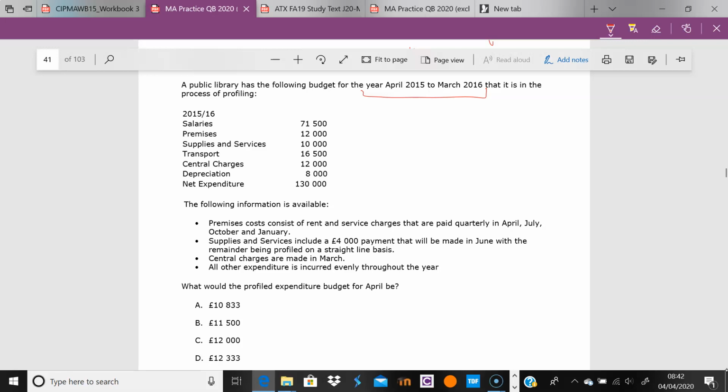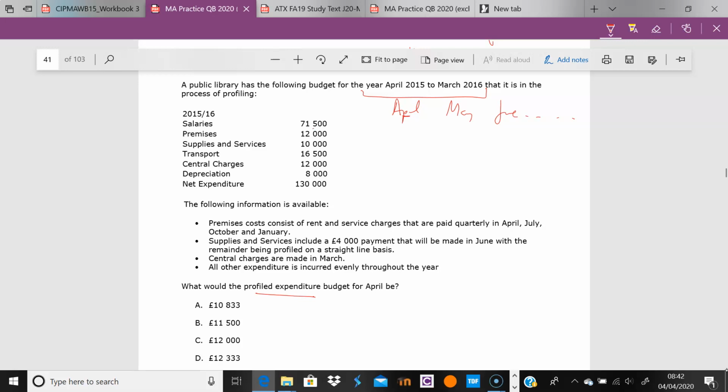You look at this and it says here the following information is available. They want us to know what the profile budget would be for April, just for the month of April. Just for the month of April. So I have April, May, June. And they just want to know what's going on in April. Right, so I'm going to spread this. So I'll start and look at this.